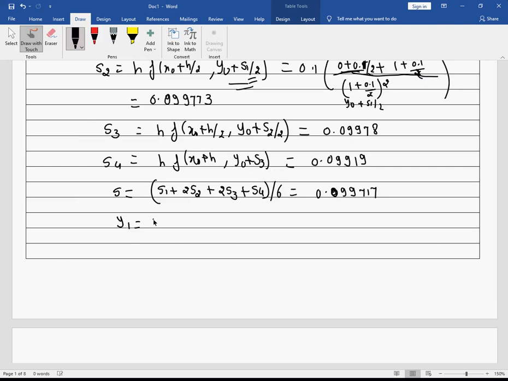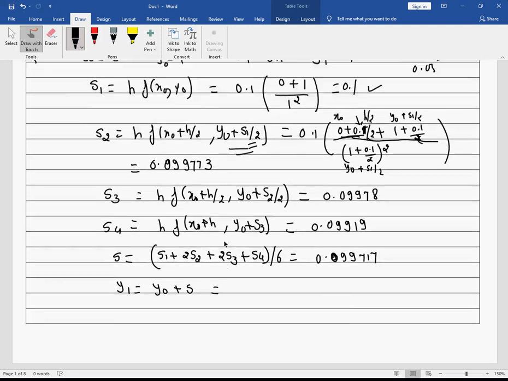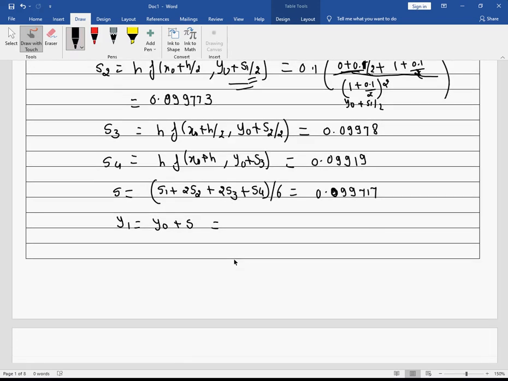So I got y1 is equal to y0 plus s, and y0 was 1. So 1 plus 0.09971, that gives me 1.099717. So this is the value of y.